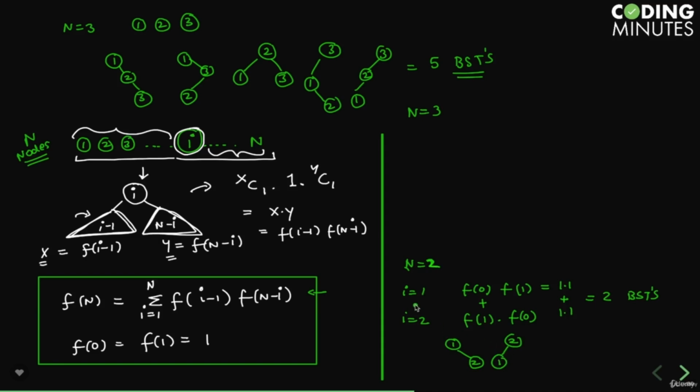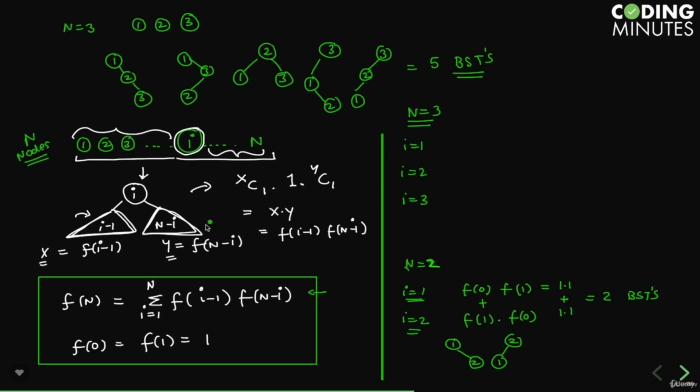Okay, so when you're using 1 as a root node, you have one BST. When you're using 2 as a root node, you also have one such BST. Let us see what happens when n is 3. So when n is 3, you can have either I equal to 1 as root node, I equal to 2 as root node, or I equal to 3 as root node.